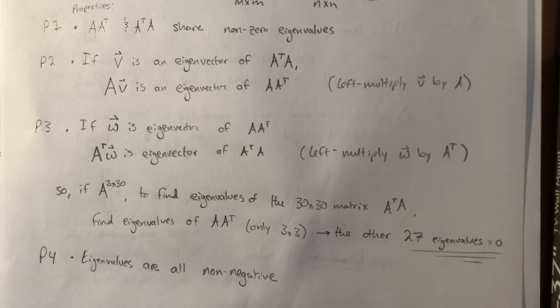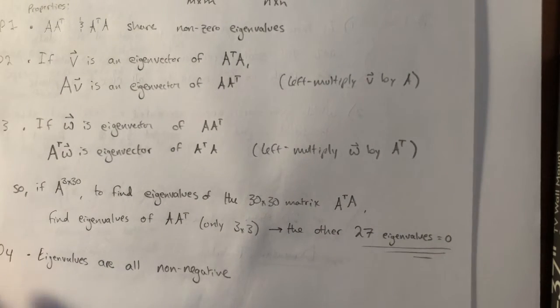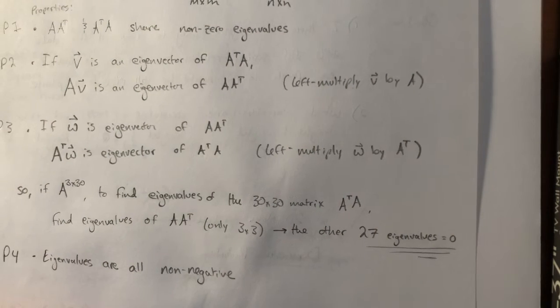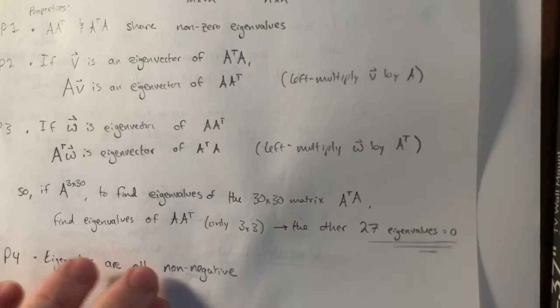So if A is the 3 by 30 matrix, to find the eigenvalues of the 30 by 30 matrix, all you have to do is find the eigenvalues of the easy 3 by 3 one, and we can tell that the other 27 eigenvalues are 0. And all the eigenvalues are non-negative also.